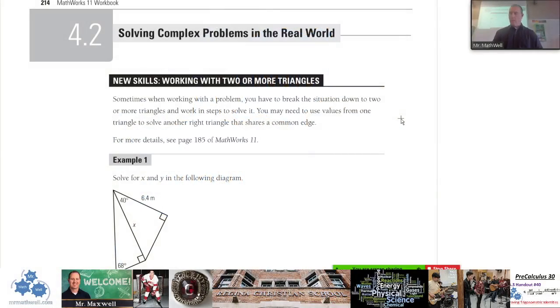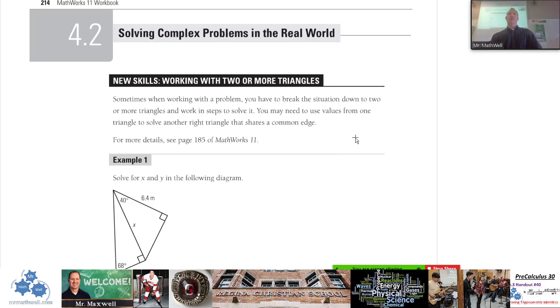All right, so Workplace 20 students, we are going to talk today about section 4.2. This is probably one of the most challenging sections in the entire course. I know we've already been through this already, but we're going to do some extra problems here from the workbook. Here are some real world, three-dimensional or two or more triangle problems, okay?